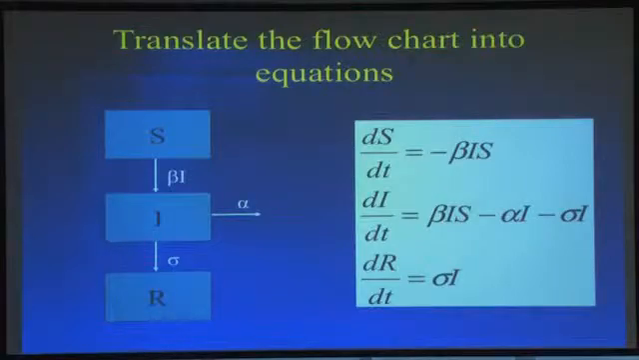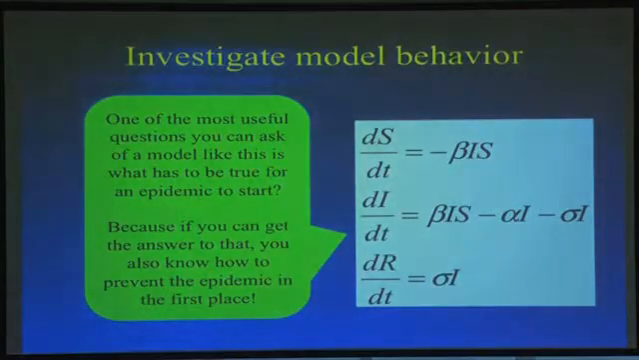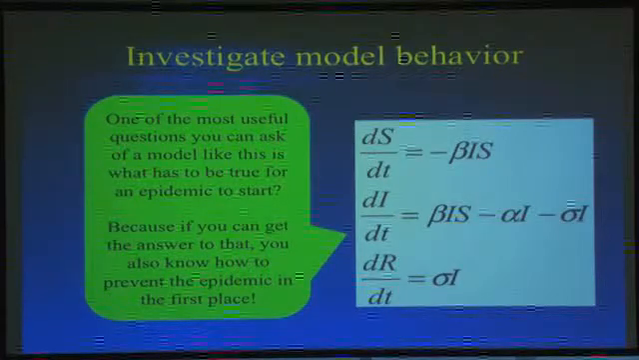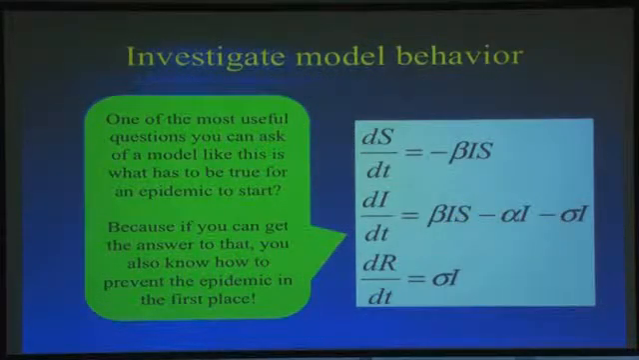Let's see if I can do this. So now what you do is you ask the question, and one of the most useful questions that models like this can answer is, what must be true for an epidemic to begin? Now you think about that. If you know what must be true for an epidemic to begin, you also know what must be true for an epidemic not to begin.